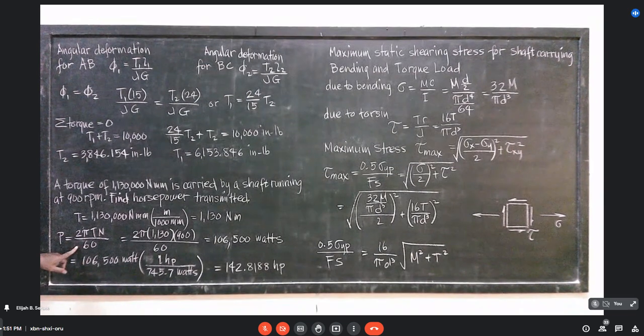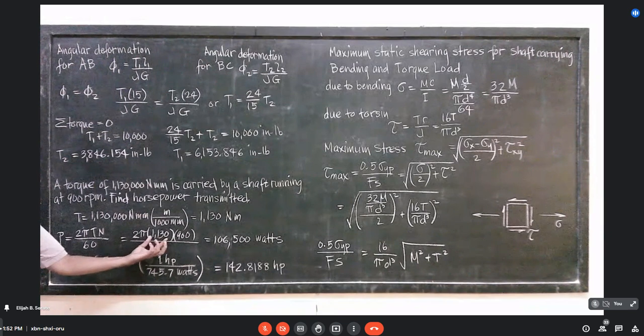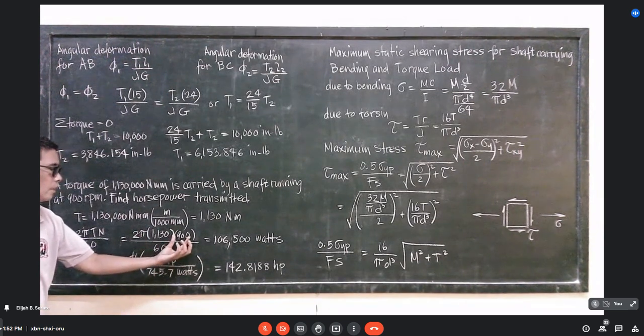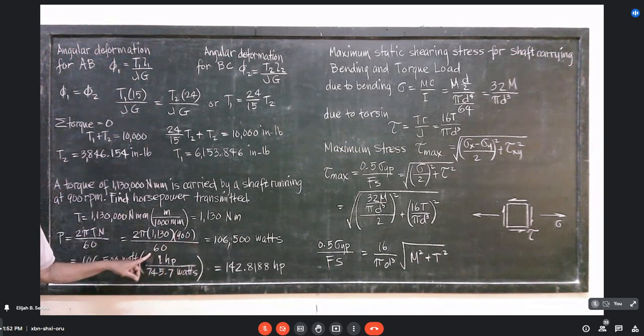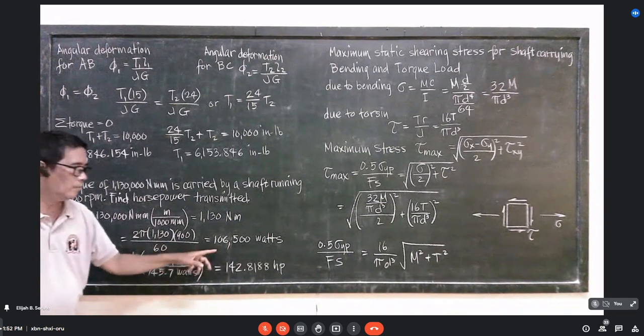So you have to divide it by 60 so that you will have per second. 2 pi n is equivalent to radians per unit time, which is omega, because it is T omega. So 2 pi Tn is general. If we only have 2 pi Tn without the 60, this is Newton, and 900 times 2 pi is in revolutions per minute, so it needs to be per second. So we divide it by 60, and if we have Newton meter per second, then we will have watts.